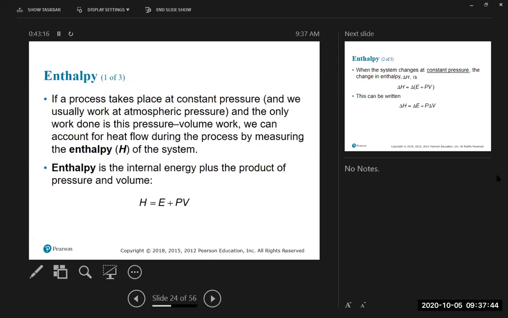So enthalpy is the internal energy plus the product of pressure and volume. So H equals E plus PV. P is pressure, V is volume, H is the enthalpy, E is that energy that we were just talking about.